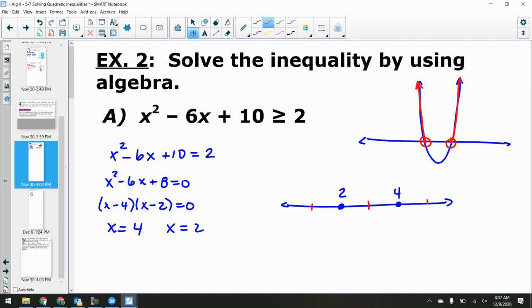Okay, so take a number less than 2. Thinking about it on a number line, the easiest number to plug in less than 2 is going to be 0. So let's plug in 0 and see what happens. What's the easiest number to pick between 2 and 4? Let's pick 3. And let's pick a number above 4, let's say 5. Now, what do I mean, see what happens? I mean, let's plug those numbers into the inequality to see if it's a solution or not.